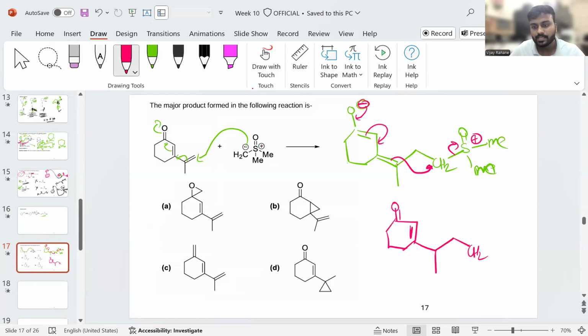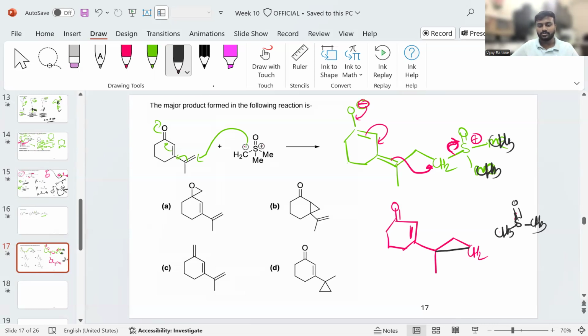This was the CH2, and here the other S double bond O, Me group was there, with the positive charge. So that bond gets eliminated as you can see here, and this CH2 is the newly formed bond, right? So the three-membered ring formation takes place, and this entire group is eliminated as S double bond O CH3. You can write that as CH3 or Me, that's no issue, right? So this is the product we get.